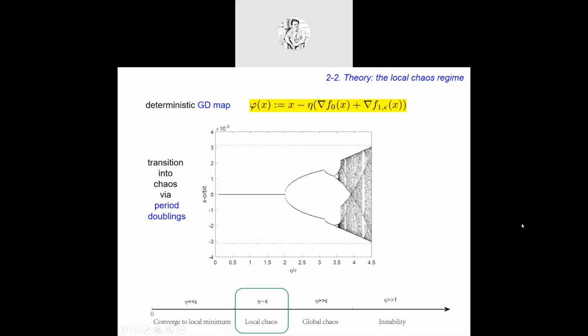Yeah, please. Is that a universal constant, or does it depend on F0? It depends. Yeah, it depends on F0. So this is like 1 over the Lipschitz constant of the gradient of F0. Okay, yeah, thank you. This is a very important clarification. And by the way, please stop me at any time if there's anything unclear.